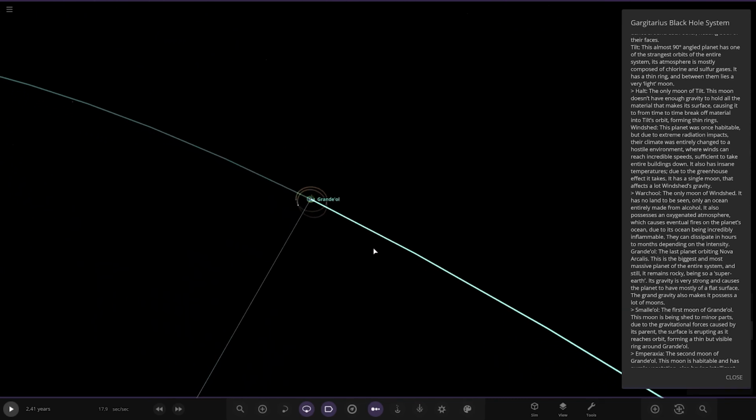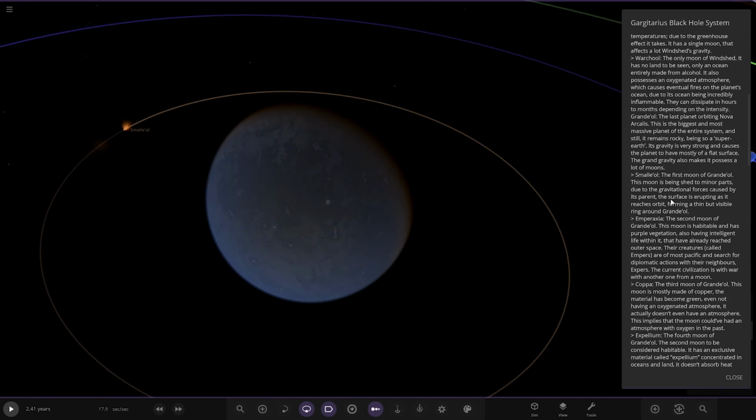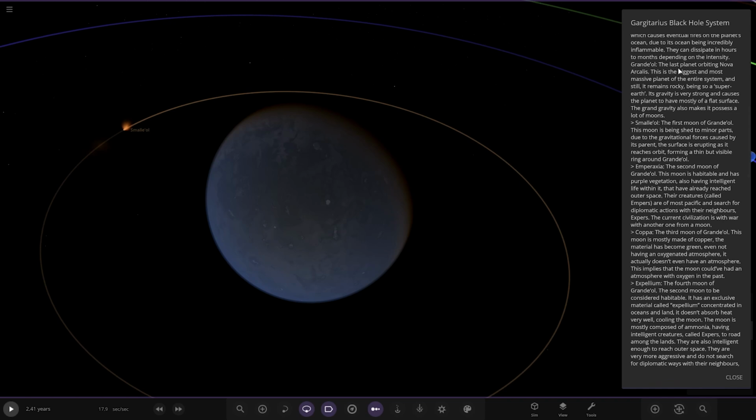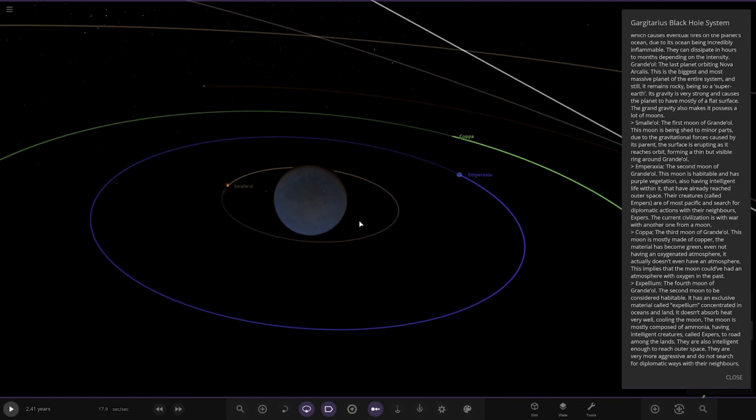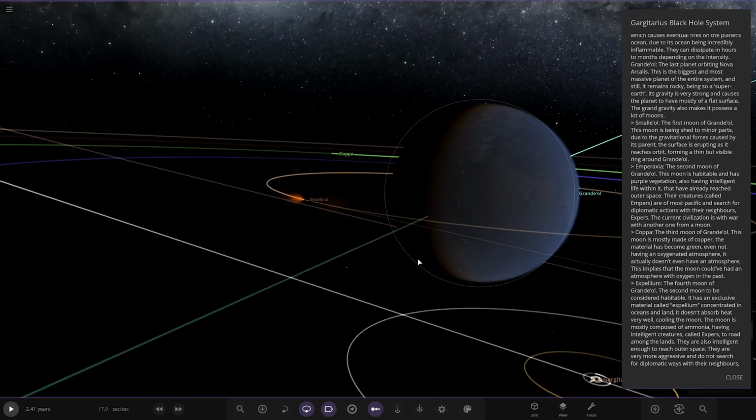Next up we have got this one here. Grande O. The last planet orbiting Nova Arcus. This is the biggest and most massive planet of the entire system, and still it remains rocky, being a super Earth. Its gravity is very strong and causes the planet to have mostly a flat surface. The planet's gravity also makes it possess lots of moons. Okay, looking good.